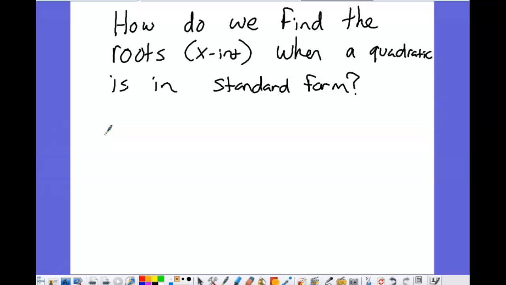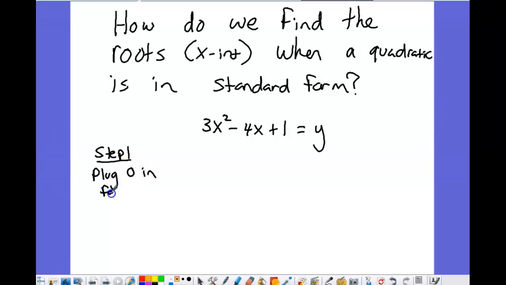So let's suppose that I have 3x squared minus 4x plus 1 equals y. Let's say we want to go through the process. Step 1: plug 0 in for y. That's what we would usually do. Here's our problem. You can't get x by itself.